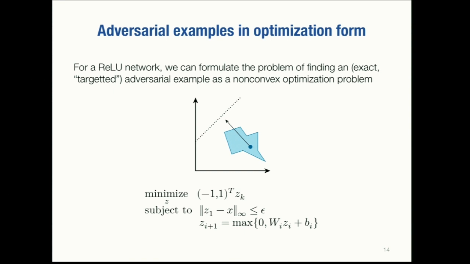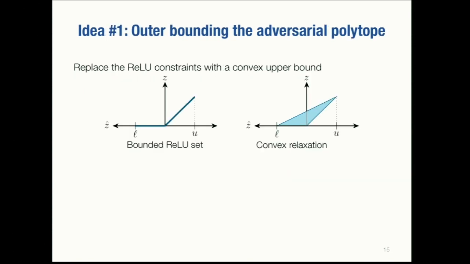All right. So there are going to be three ideas to constructing this provable adversarial defense. The first one is actually the biggest one, and it's also the easiest one. What we're going to do is replace the ReLU constraints, which were non-convex, with their convex relaxation. That's really all it is. So suppose for a minute I have a bounded ReLU, so I know that a certain hidden unit will never go below L, and never go above U. I'll talk about in a second how I get those upper and lower bounds.